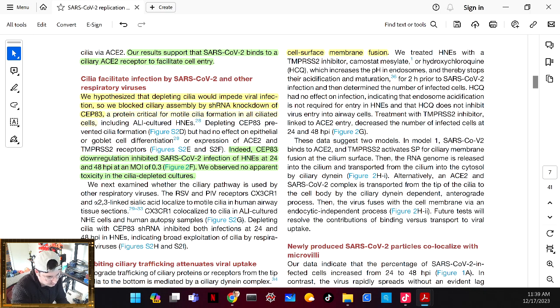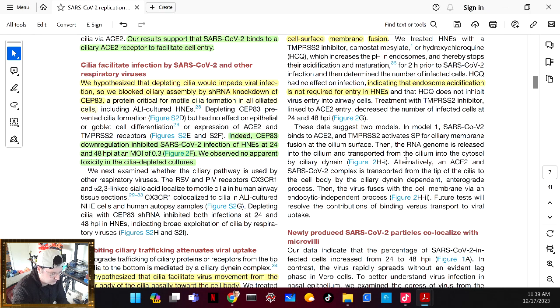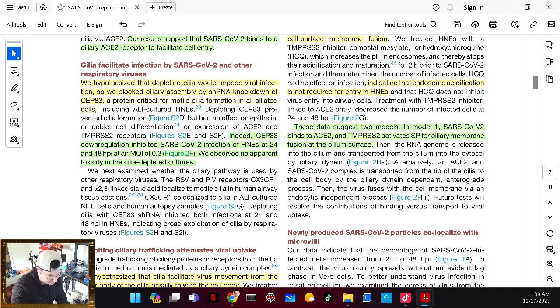Yeah, and they're saying that they did some stuff to it. The endosomal acidification is not required for entry into human nasal epithelial cells. So they're saying, yep, this tells us that it is fusing to the external surface of the membrane and is binding and then injecting itself in.